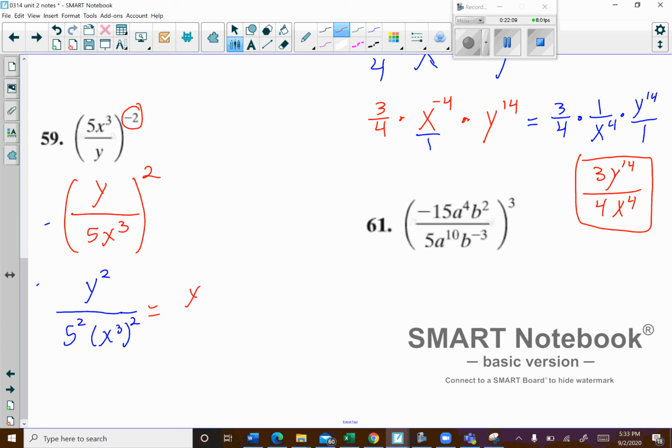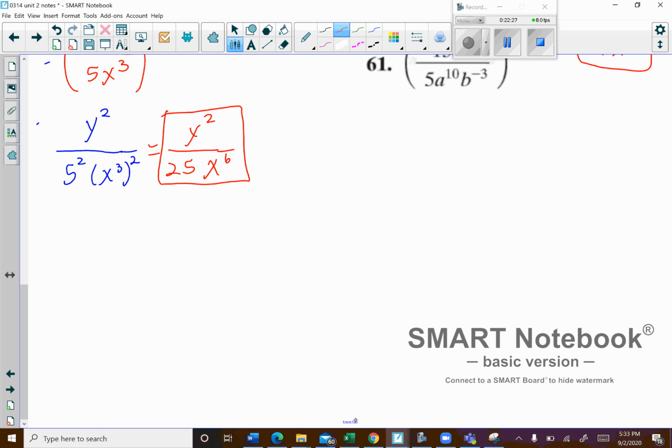So y squared, can't do much about that. 5 squared, that'll be 25, and then power to a power, that's going to become x to the power of 6. And there we go. Okay, and then 61 here.